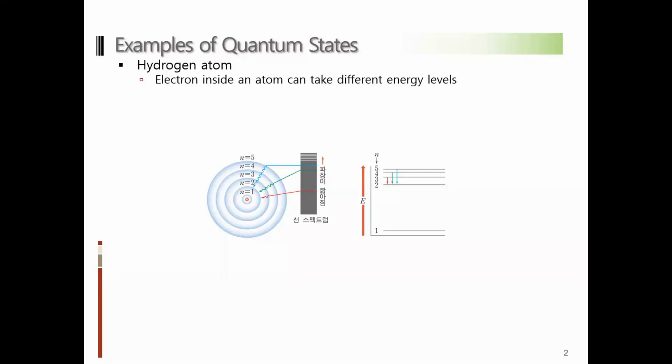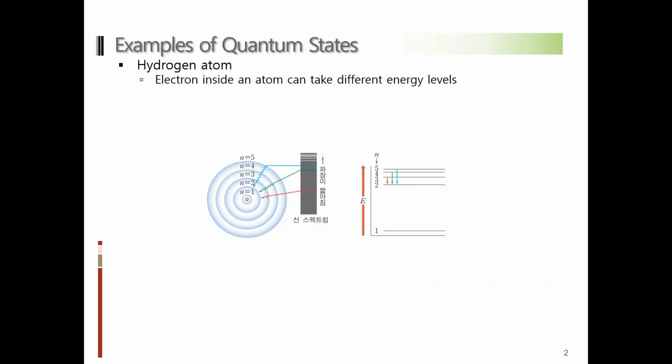One of the simplest examples of a quantum system is the hydrogen atom. All of you learned about the Bohr model of the hydrogen atom in middle school. And when you learned about that, one of the most embarrassing facts is that the amount of energy which can be carried by the electron is not continuous.